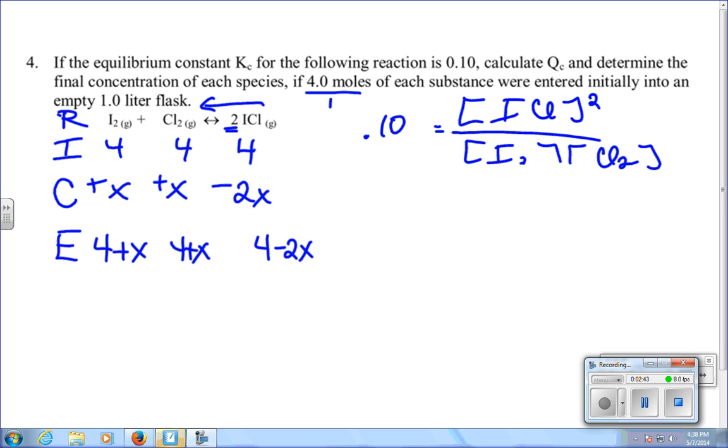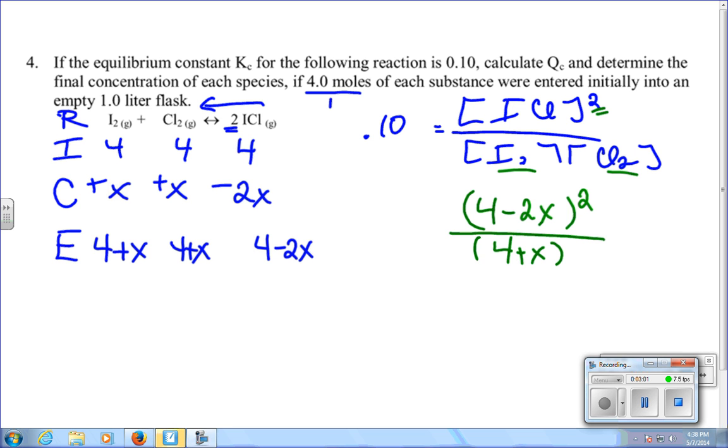And so I'm just going to plug everything into the equilibrium expression. So I know that ICl is 4 minus 2X, and it's squared because of the 2. I'm going to then plug in I2, and being that I2 and Cl2 are the same value, I can just do 4 plus X squared. The perfect square is a great way to work it. We don't have to worry about the quadratic equation.